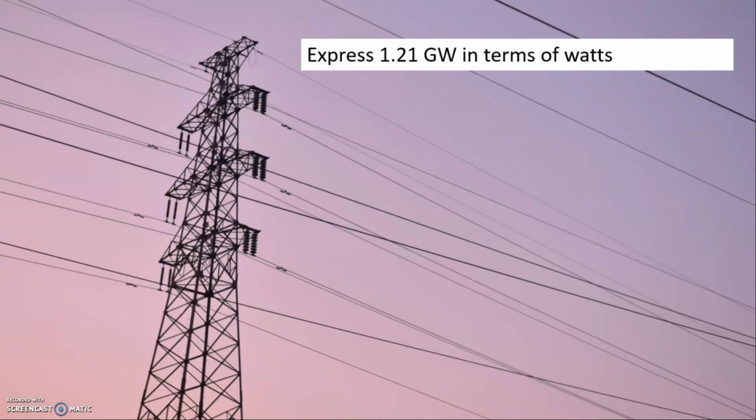To begin, let's practice with a conversion expressed in scientific notation. Convert 1.21 gigawatts into watts. Pause the video and do your calculation, then check your answer.